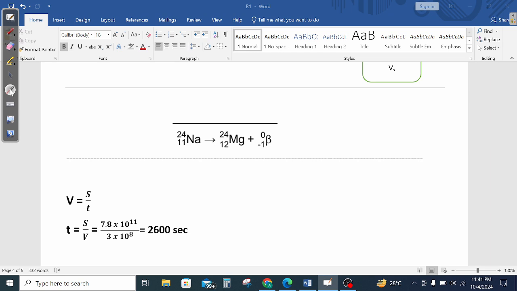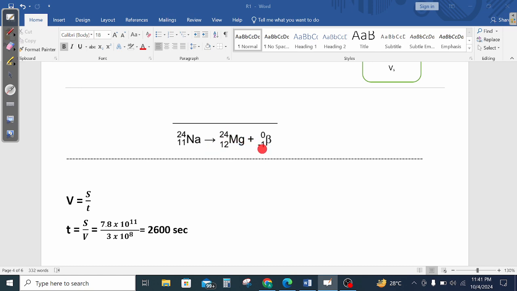Here I have written sodium. The mass number of the sodium is 24, and this is the atomic number. I have already told you that during beta emission, the proton number is increased by 1. Basically, in the nucleus, one neutron is converted into a proton. That is why your atomic number will increase from 11 to 12, but the atomic mass remains the same. Atomic mass means nucleon number, it remains the same.